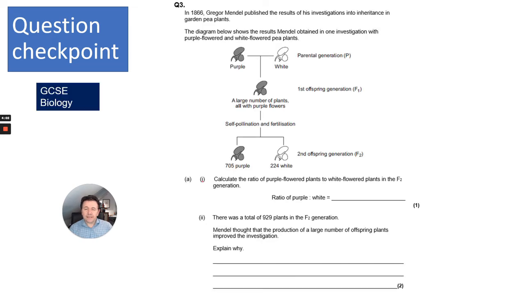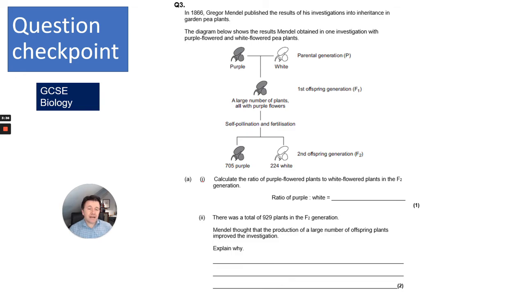Question 3. Okay, so this is GCSE biology only. It gives you some information about Gregor Mendel, and the diagram shows the results Mendel obtained in one investigation with the purple flowered and white flowered pea plants. So I'd like you to have a really good look at this, please, and pause it and answer. So 3, 2, 1.